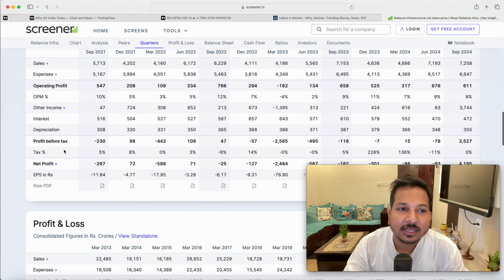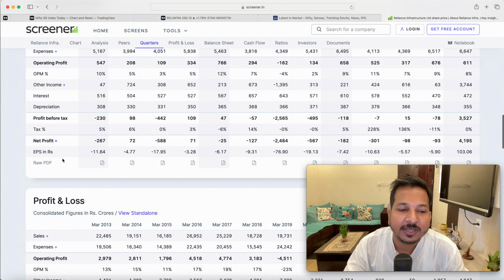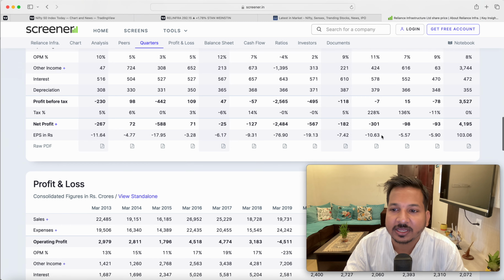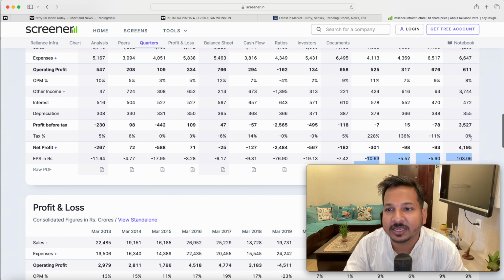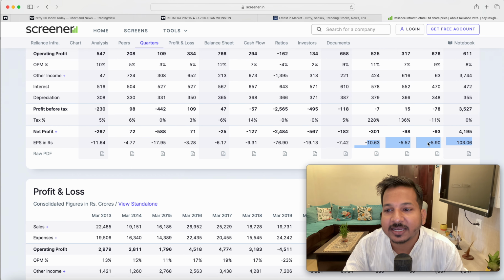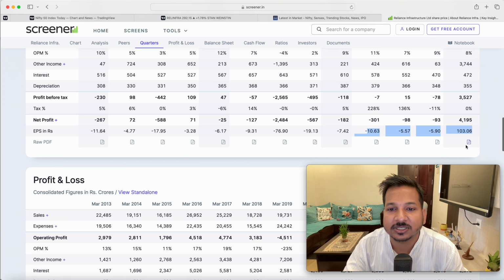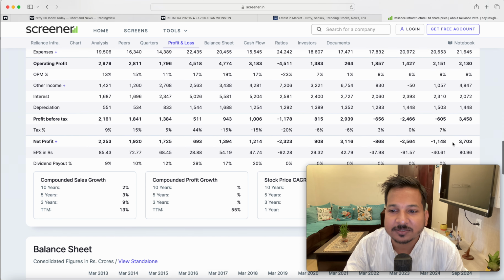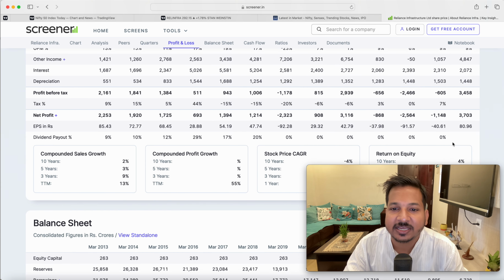And many other things I told you, that is the EPS growth. So EPS should be growing. Here EPS is there. So EPS is growing, because EPS was negative earlier and it is showing positive this quarter. So EPS per se is okay, but ROE is negative.